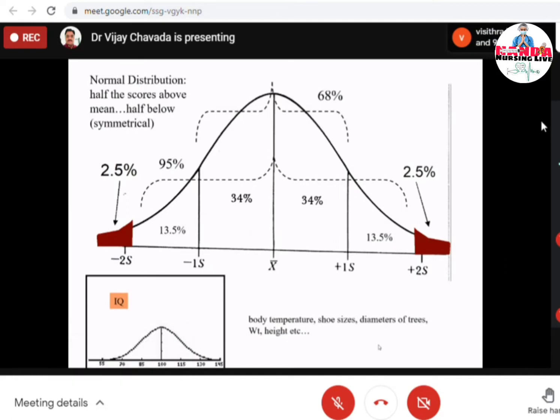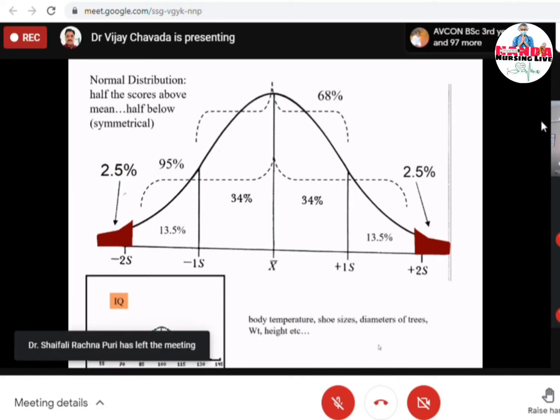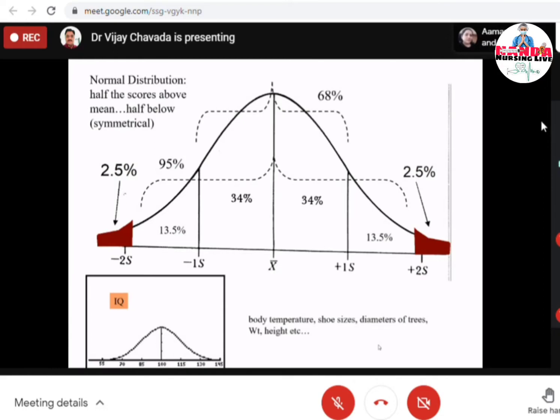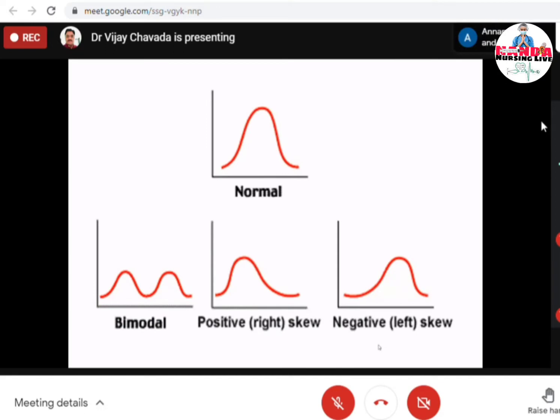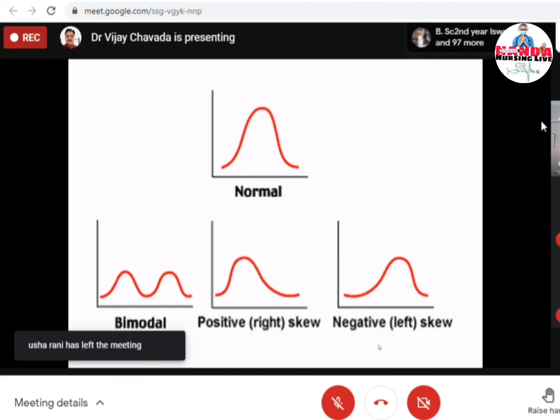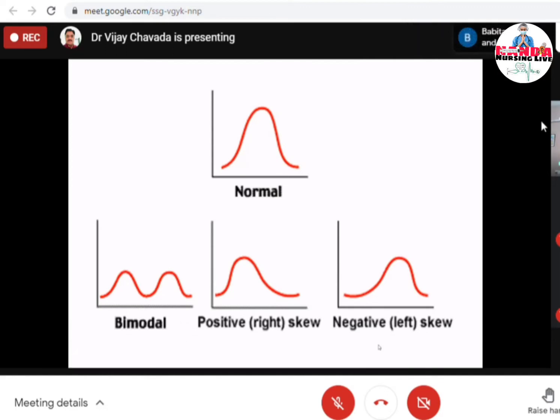So these are the standard deviations from the mean, within which a certain percentage of the subjects' values will fall. We will understand this a little more clearly in further slides. This data takes a different shape depending on the values of the subjects' parameters. So you may see a bimodal distribution, sometimes positively skewed data, or negatively skewed data.